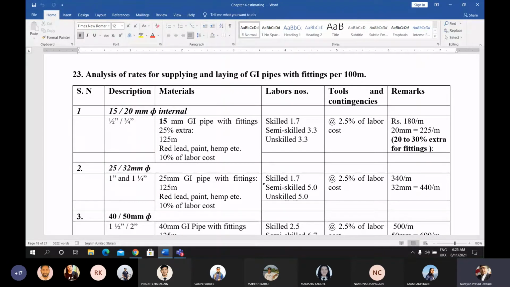There may be a nipple, a tee, an elbow, a gate valve, and other fittings also used for laying the GI pipe. We need different types of taps and other varieties as per our requirement. For that case, we must know all the things that are going to be installed or supplied according to our need. So I am providing the analysis of rates for GI pipes.